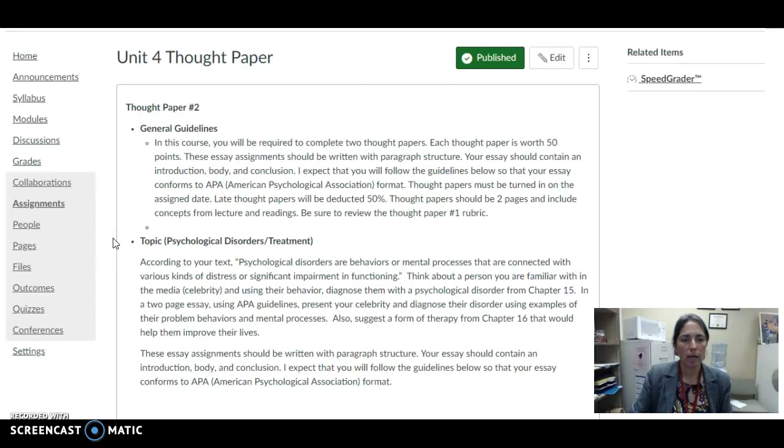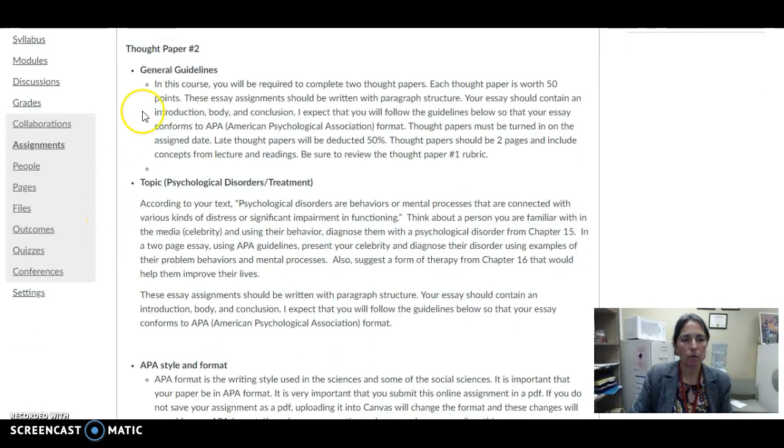So for this assignment, I have these general guidelines. I want you to be submitting a 2-page paper that follows APA format. The paper is worth 50 points. Here you'll see the topic, and for this topic we're going to be focusing on psychological disorders and treatment.